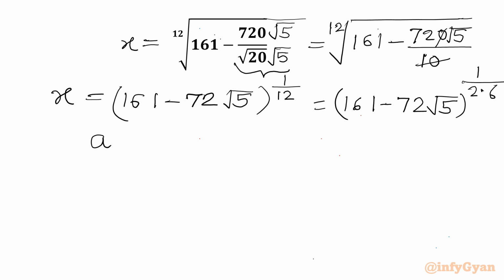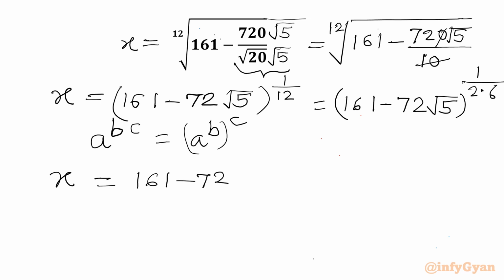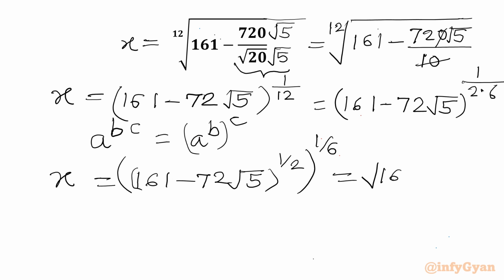Now we know the property of exponents: a power b times c is equal to a power b whole power c. So I will be writing x as 161 minus 72 square root 5 whole power 1 by 2 and then whole power 1 by 6. So it is square root 161 minus 72 square root 5 and then 6th root or power 1 by 6.